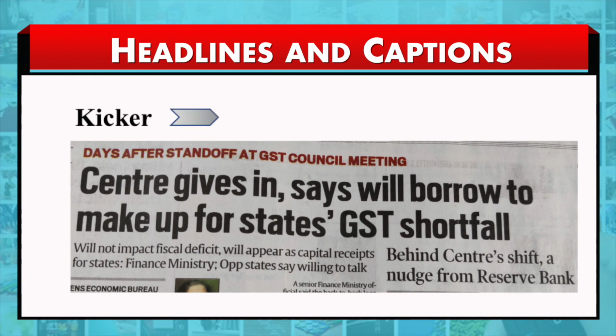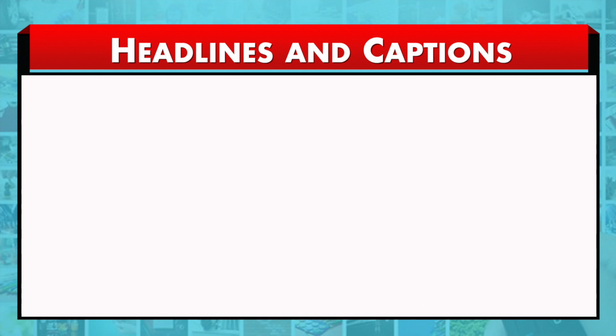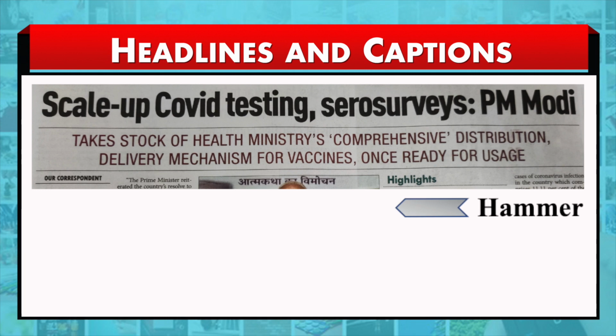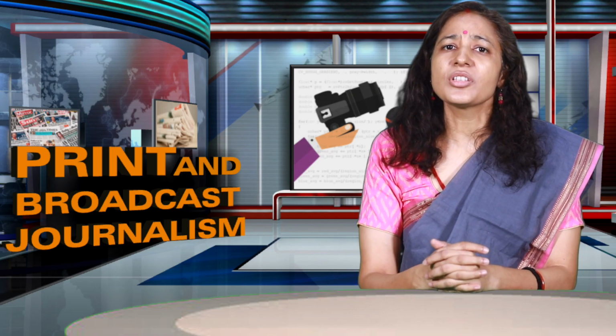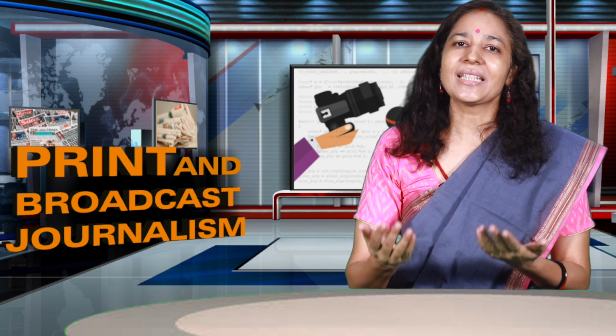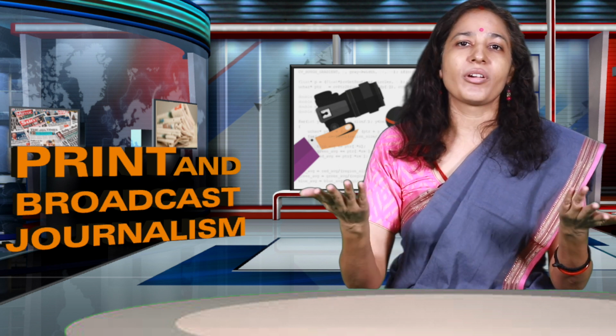There are more headlines like kicker, that is the second line in different font or type style and size above the main headline. Hammer, that is the reverse of kicker in all capital letters, and there are also jump heads, the headlines given with the continued stories on the next page. These are the other conventional headlines we can say. Nevertheless, there is no hard and fast rule for writing headlines and the field is open for creativity.